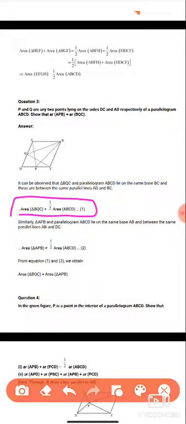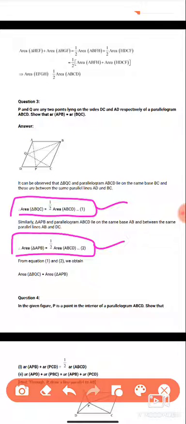BQC will be equal to half of area of ABCD. Now similarly, for triangle APB, triangle APB and parallelogram ABCD lie on the same base AB and between the same parallel lines AB and CD. So again you have the same sets of region over here.